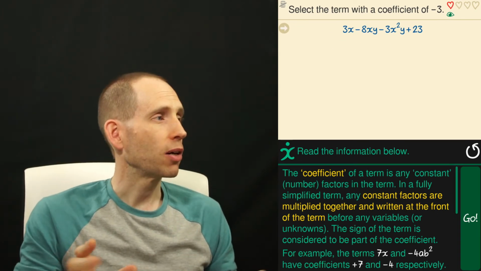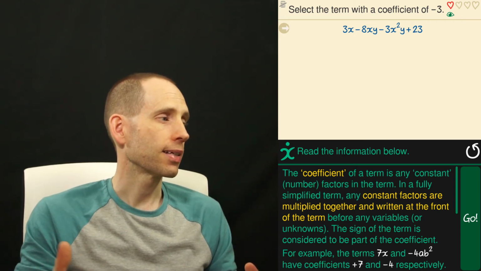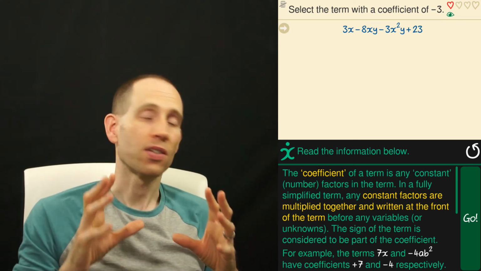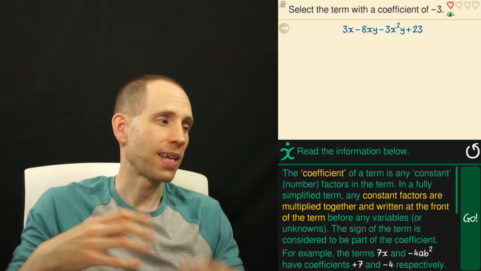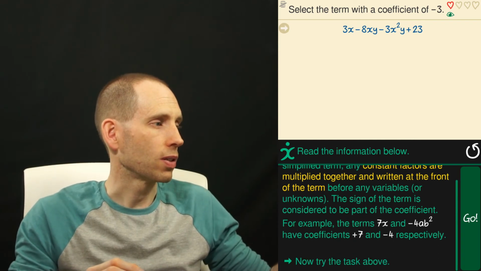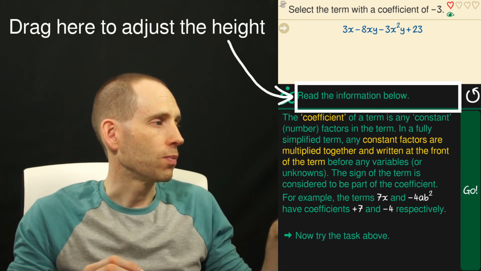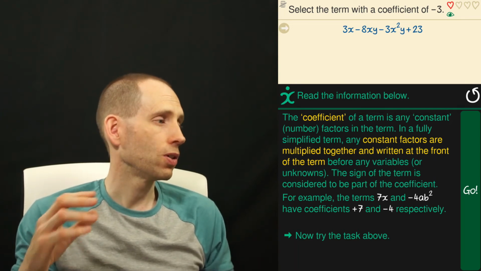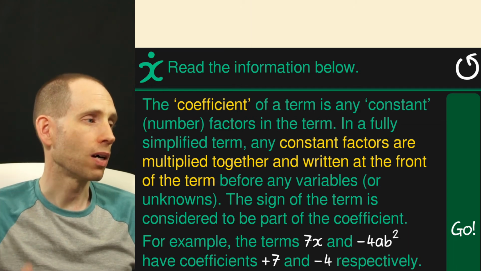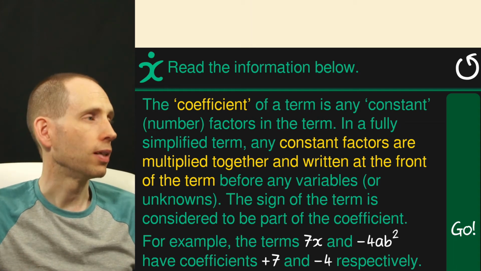Okay, and then a little bit more vocabulary before we get into simplifying some terms. So a coefficient is the constant or the number, the recognizable number parts, the ones that aren't letters, at the start of a term. And they might include the sign of that term. I can actually move this up and down, so I'm going to slide that up so we can see it all. So the sign of the term might be considered part of the coefficient. So the term 7x, the coefficient is 7. The term minus 4ab squared, the coefficient is minus 4, and so on.